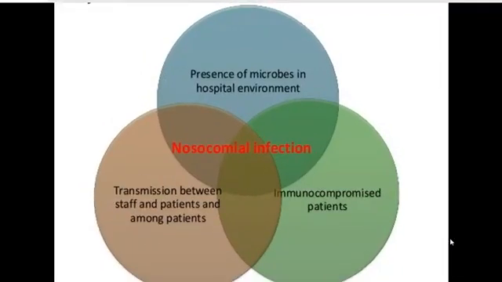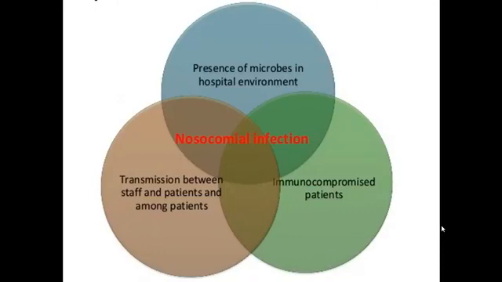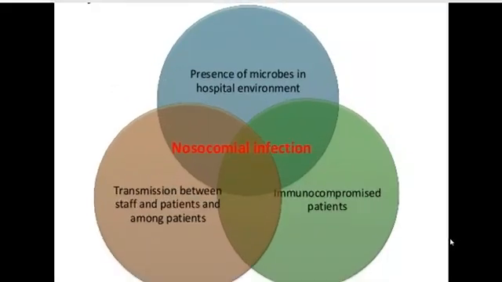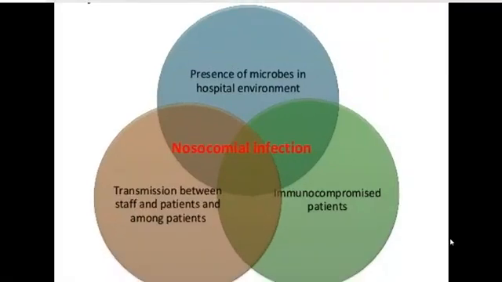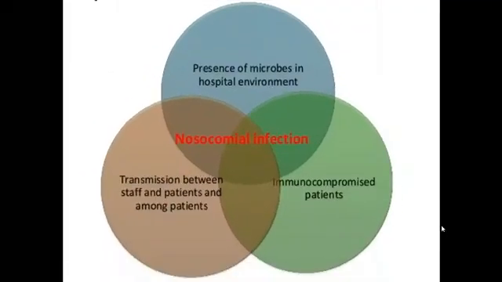We have now nosocomial infection. Nosocomial infection depends upon three interactive circles. Number one, presence of microbes in the hospital environment. Number two, transmission between staff and patients and among patients. Number three, immunocompromised patients. So if we speak about nosocomial infection in any hospital, we should concentrate on these three circles. If microbes are present, they will transmit between staff and patients. What about immunocompromised patients?